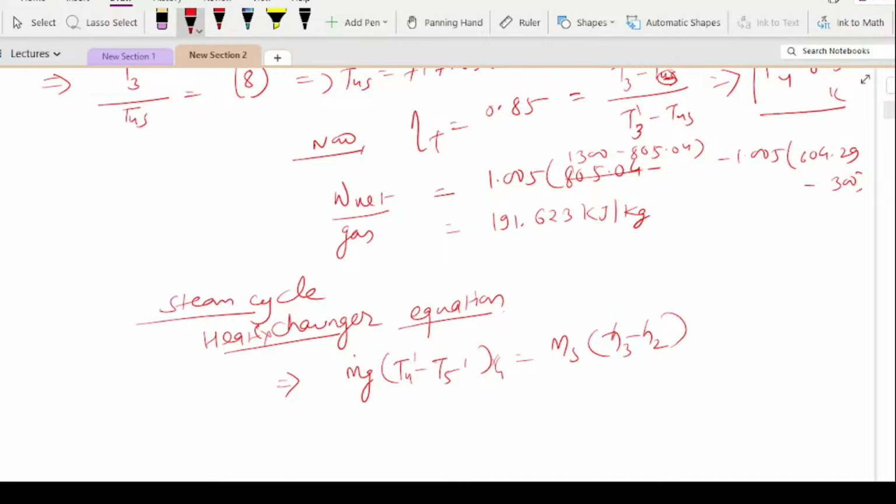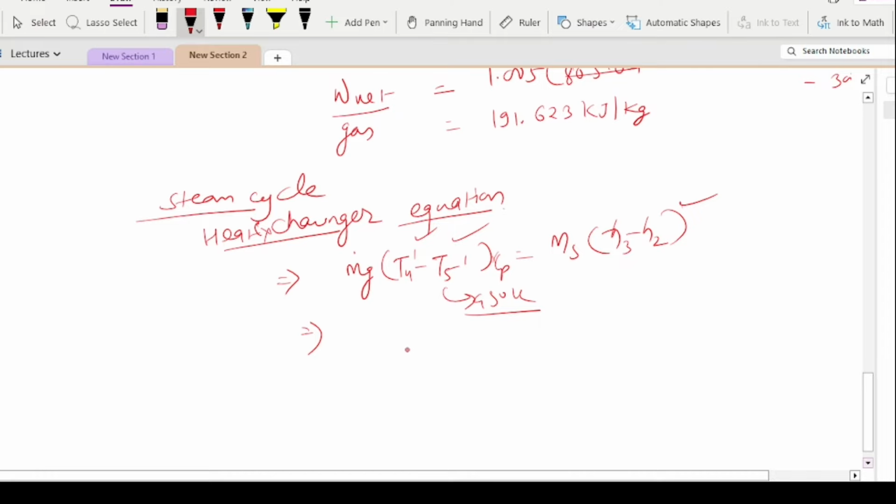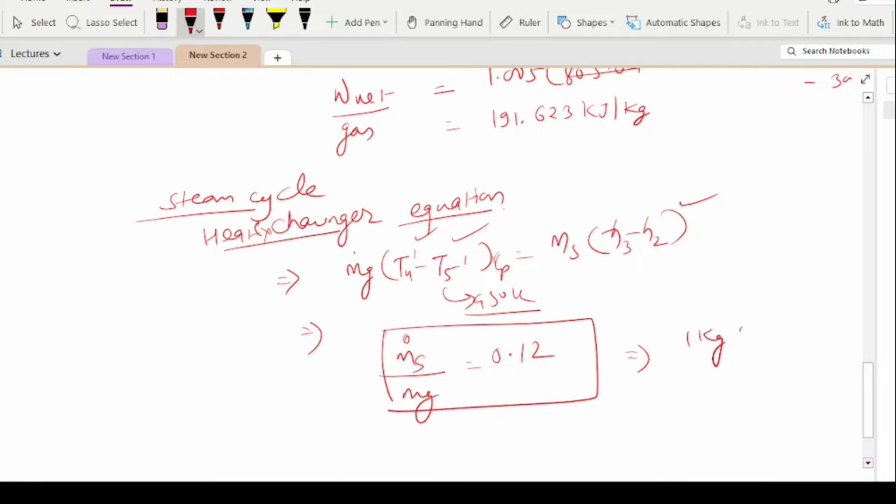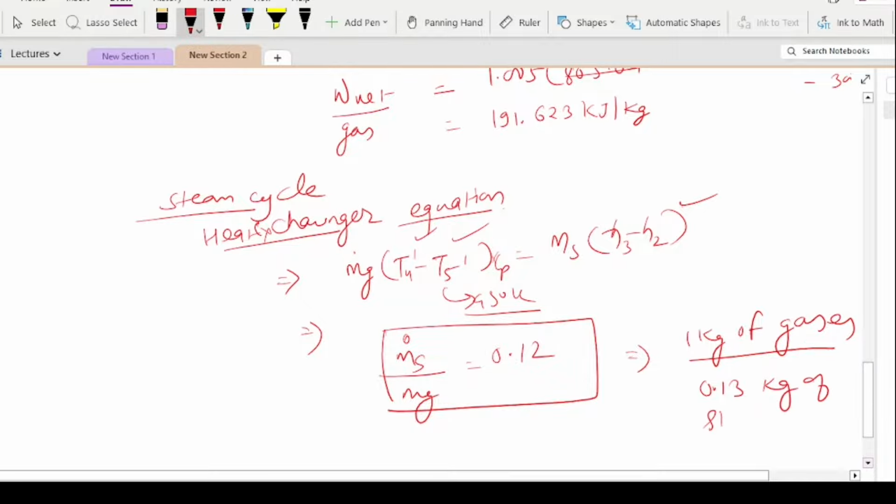Here we have to multiply Cp. So we have the values of h3 and h2. T4 dash and T5 dash we have. T5 dash is 450 Kelvin, which was given in the problem. Therefore, from this it can be obtained that mass of steam versus mass of gas is equal to 0.13. That is, for 1 kg of gases, 0.13 kg of steam is required.